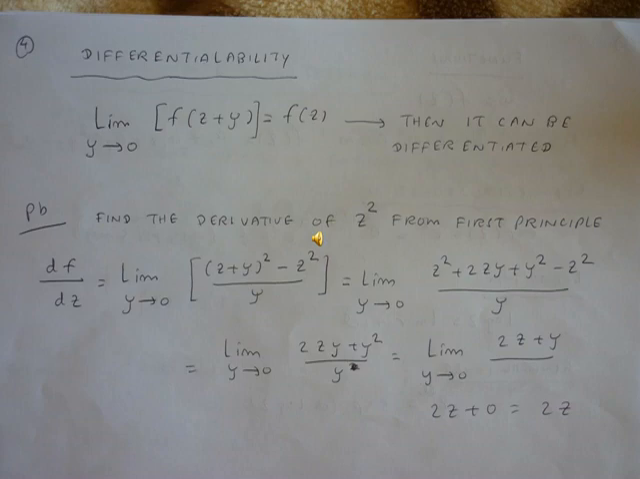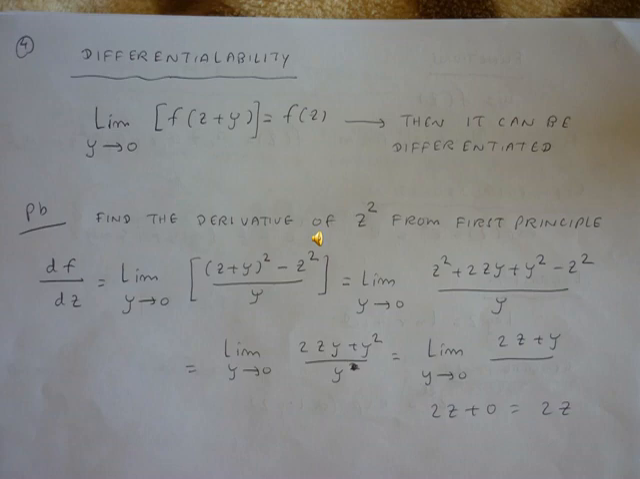If the function is continuous, we can find the rate of change, which means it is differentiable. We can write down this equation: limit as y approaches 0 of f(z+y) equals f(z). This means that after a little change, the function stays continuous with the original function; the later value equals the first value. The two values are equal, so the function is continuous.